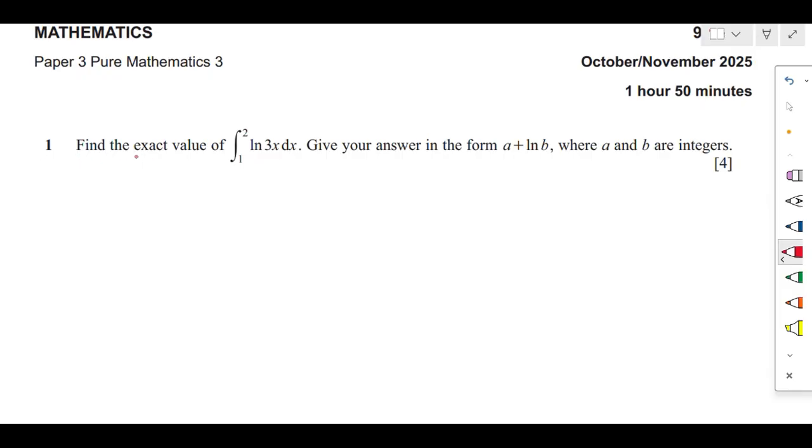Question number 1, find the exact value of this integral. Give your answer in the form of a plus natural log of b, where a and b are integers. Okay, so we have to find the integration of natural log of 3x dx. As we know, the integration of natural log of x dx is not directly known.